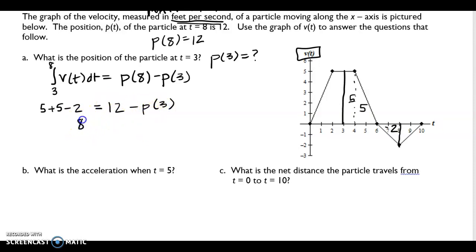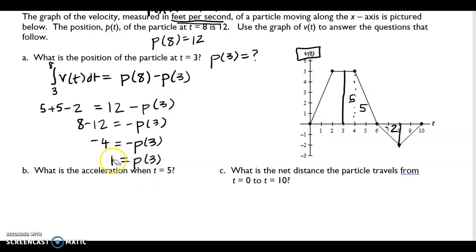So I have 8 on this side. I'm going to go ahead and subtract the 12. That's negative P of 3. So I have negative 4 equals negative P of 3. And so my position is 4. And really I should put my units on there.